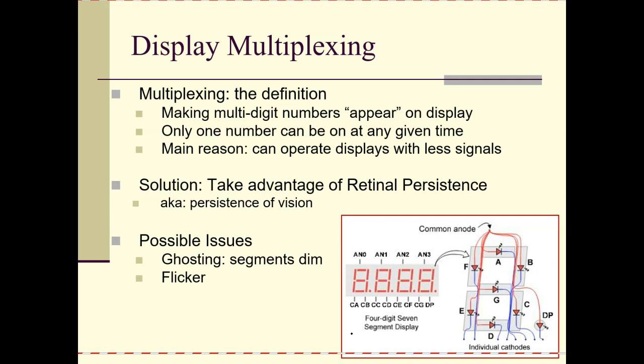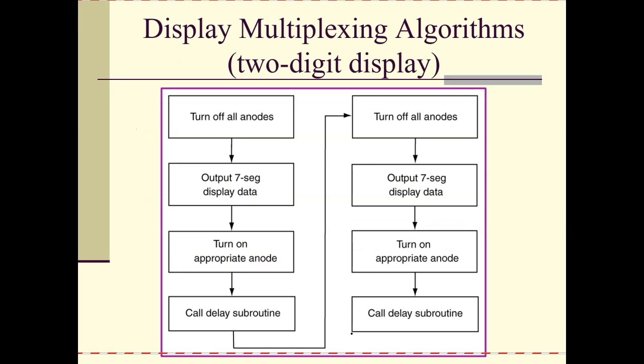There are a couple of issues that arise if you don't do it right, like ghosting and flickering, but it's very straightforward. This is the algorithm to accomplish display multiplexing and do it right. Before I do anything, I want to turn off the anodes. Then I put new segment data there. Then I put the anodes back on. Then I wait. So this is essentially one column for the 10s and one column for the 1s. As you can see, they're very similar, and you can take advantage of that when you're writing the code.